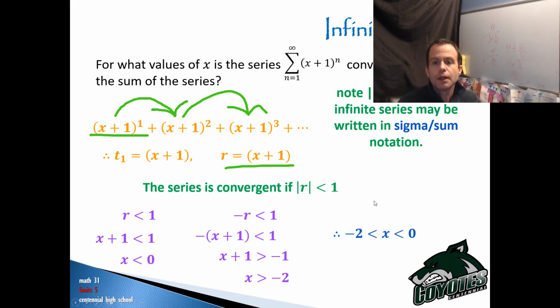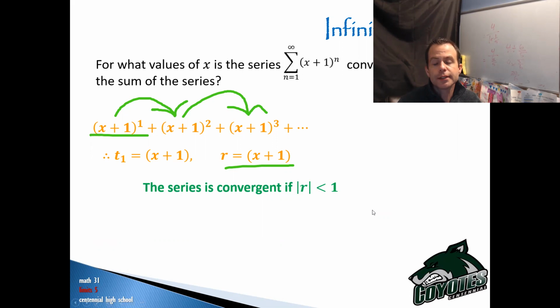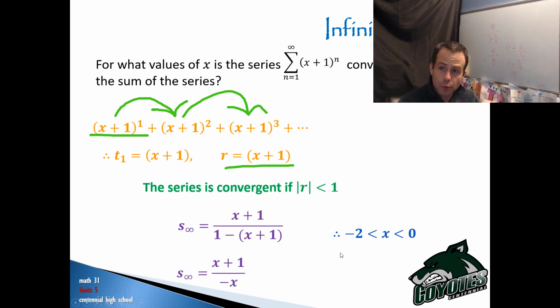Then it says, what is the sum of the series? Well, the sum of the series would be (x + 1) over 1 minus r, where r is also x + 1. So I end up with (x + 1) over negative x, which is what the 1 - (x + 1) gives. And that would work as long as, again, my x value is somewhere between negative 2 and 0. It would not work outside of that, because outside of negative 2 to 0, my series would become divergent, not convergent.